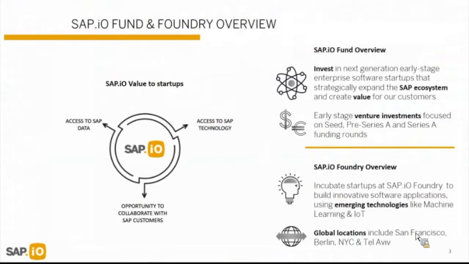SAP I/O is divided into two parts. We have on the one hand a fund which is investing in startups. The idea behind that is to expand our ecosystem. And then we have on the other hand the SAP I/O Foundry, where we organize and run accelerators across the globe. The idea behind that is to build new solutions using emerging technologies like, for example, machine learning and IoT. Current locations where we organize these accelerators are San Francisco, Berlin, New York, and Tel Aviv.